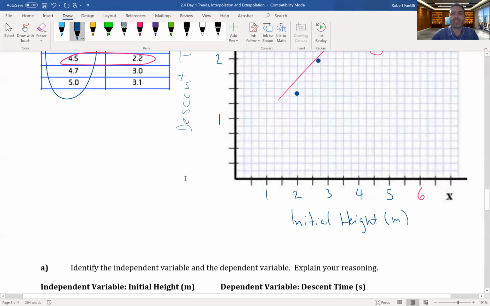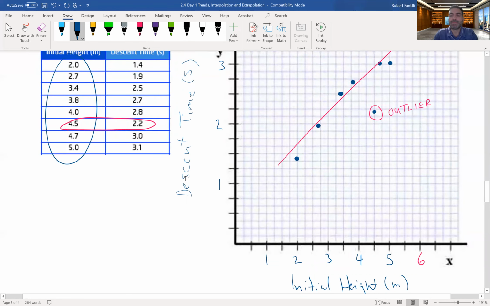How is it that this skateboarder started at 4.5 meters and the descent time wasn't so good? Maybe their shoe fell off. Maybe they fell off the ramp. Maybe something happened to the skateboard. I don't know, something like that. So it's important to include that.